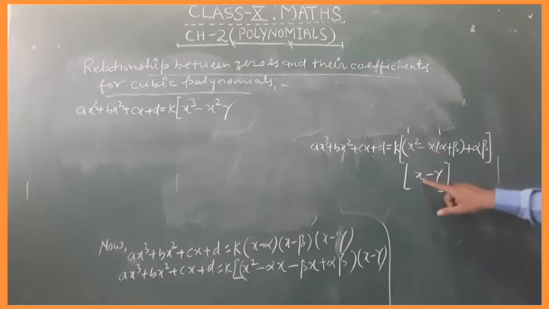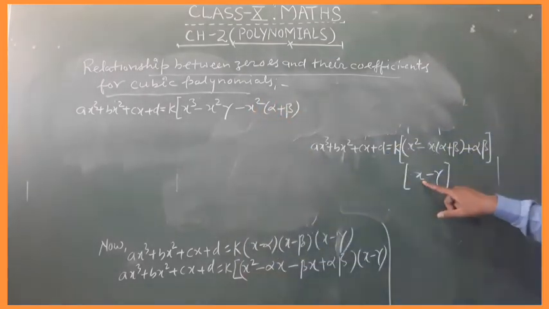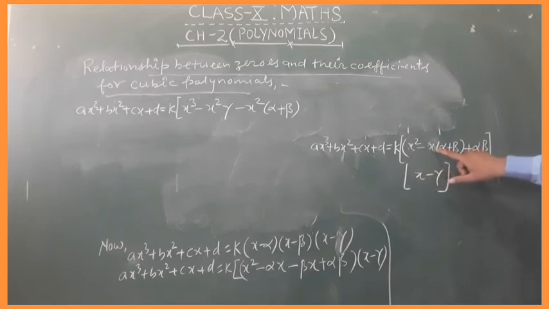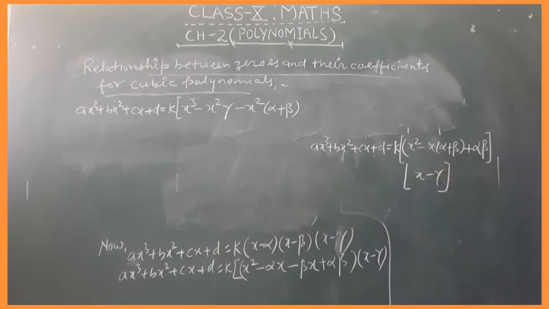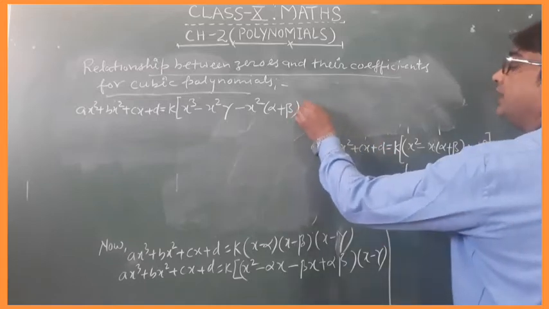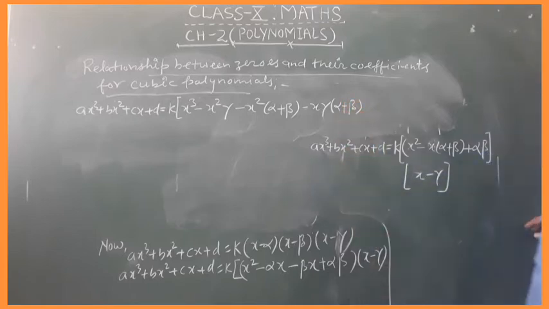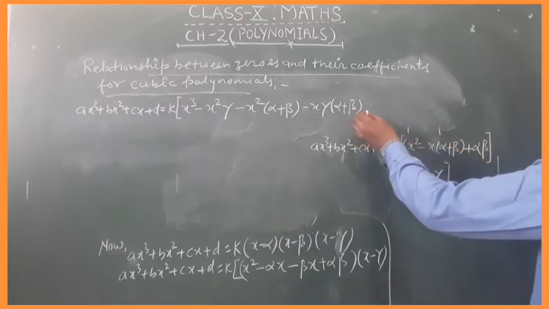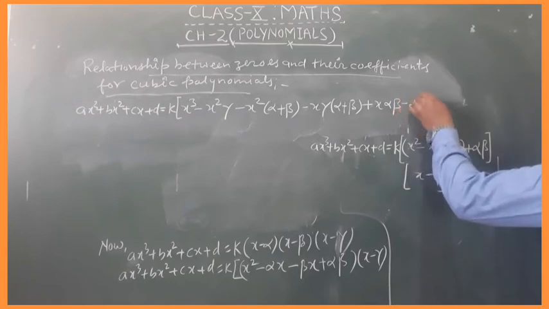Then after multiplying by this, so minus x²(α + β), and then minus x times minus, minus times minus is plus, and then after what? x into x is x², and minus x into minus γ is plus xγ, and (α + β), and then after that minus x times plus, xαβ plus xαβ, and minus αβγ.